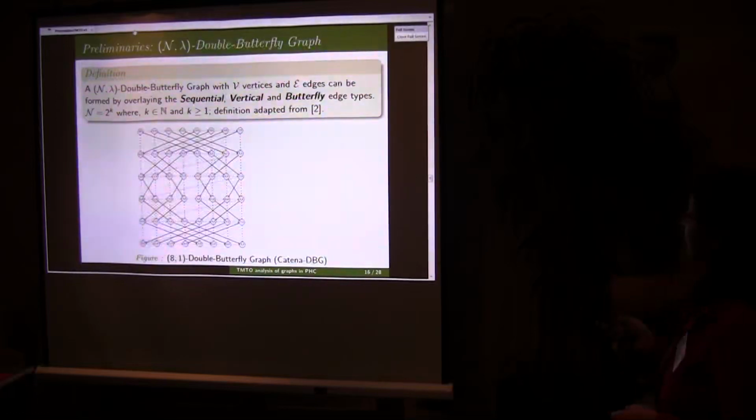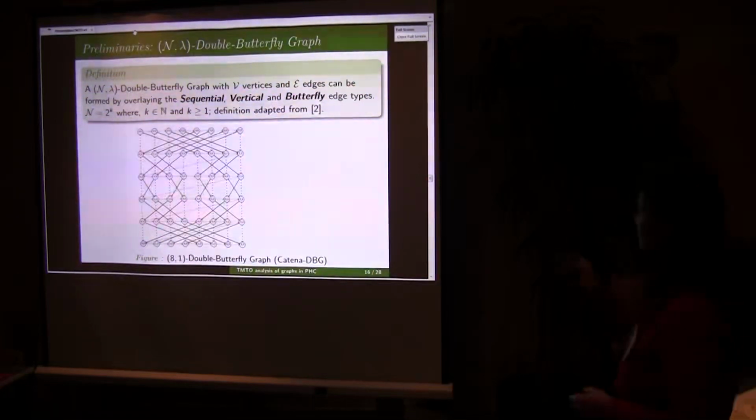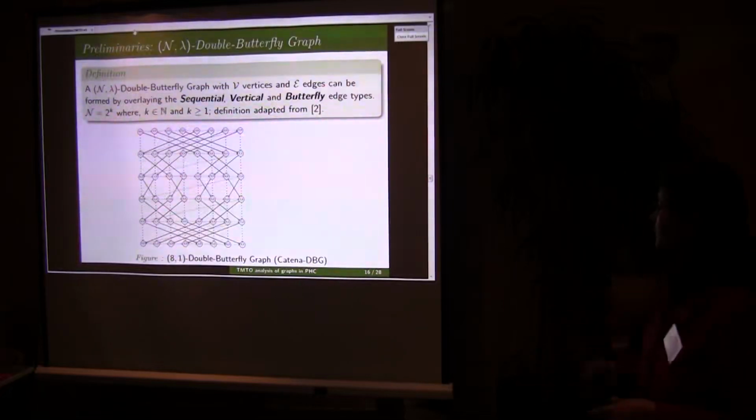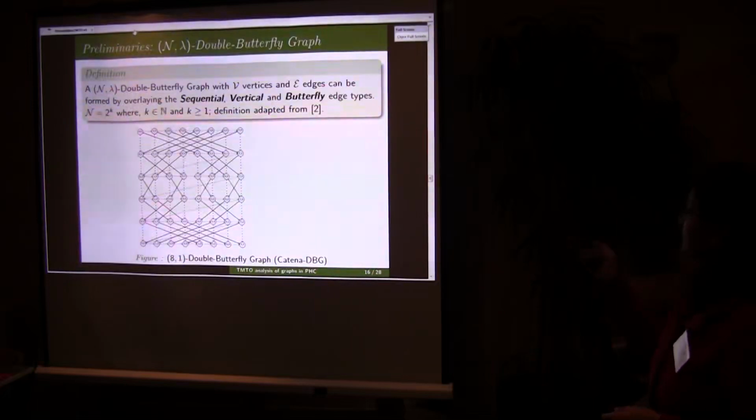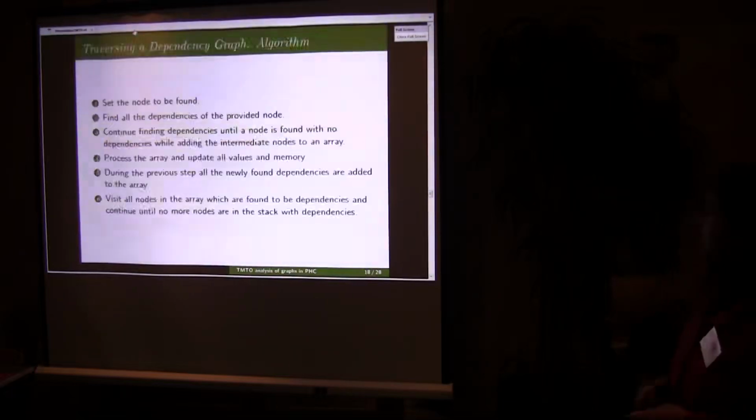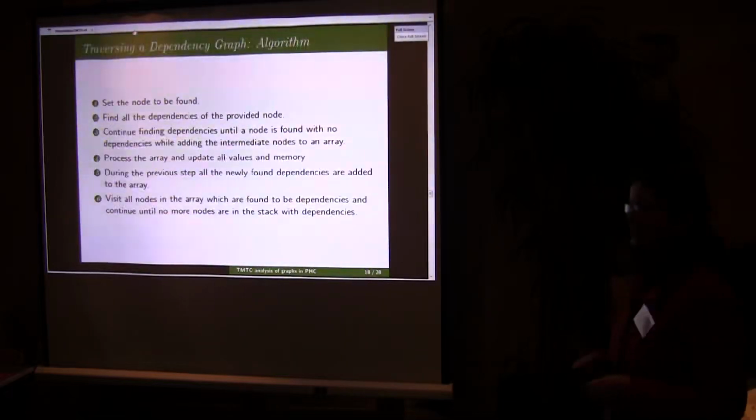This is the butterfly graph. It is defined in Catena, the DTG, which can be explained with this graph. It is the combination of the sequential, vertical, and butterfly graphs that I have already shown. Our proposed technique is a simple algorithm. It shows how to traverse such graphs.